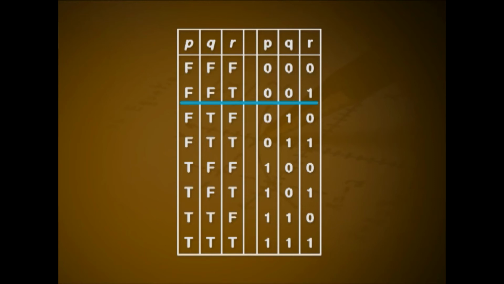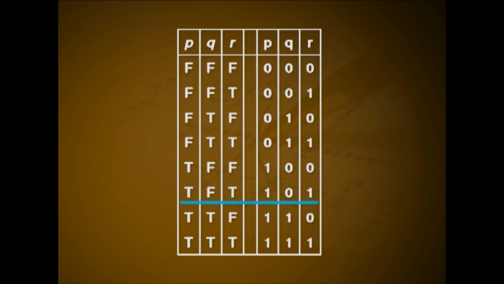P false, Q false, R true means the value is 0, 0, 1. P false, Q true, R false means the value is 0, 1, 0. P false, Q true, R true means the value is 0, 1, 1. P true, Q false, R false means the value is 1, 0, 0.